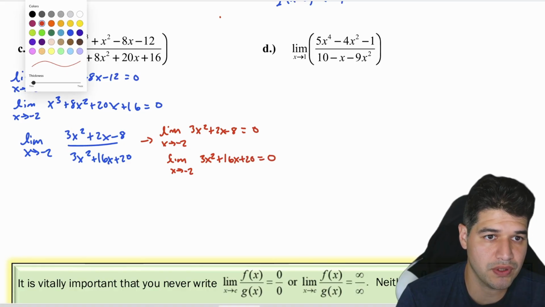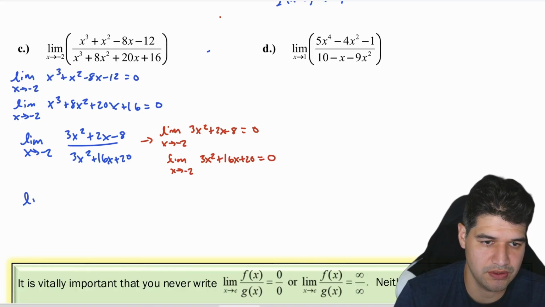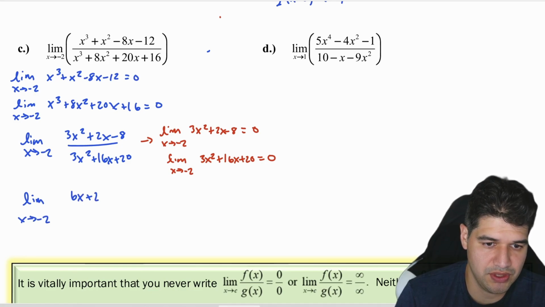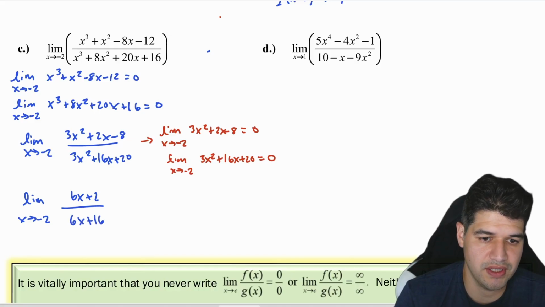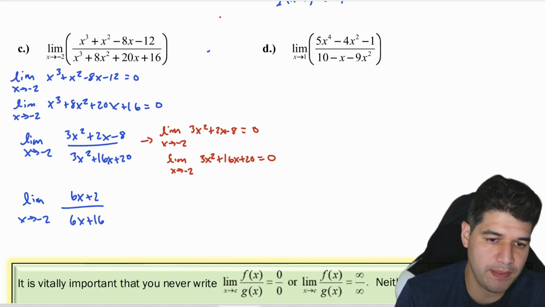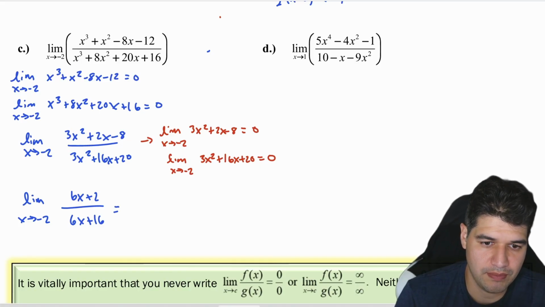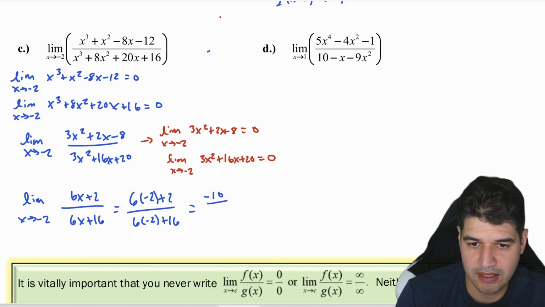So I'm going to apply L'Hopital's rule again. And this is what it's going to look like. The limit as x approaches -2 of 6x plus 2, taking the derivative of the numerator, and 6x plus 16, just 16x's derivative, taking the derivative of the denominator. All right, now I'm able to plug in -2. So I'm going to get 6 times -2 plus 2 over 6 times -2 plus 16, equals -12 plus 2 is -10 over -12 plus 16 is 4. So that's -5 over 2.